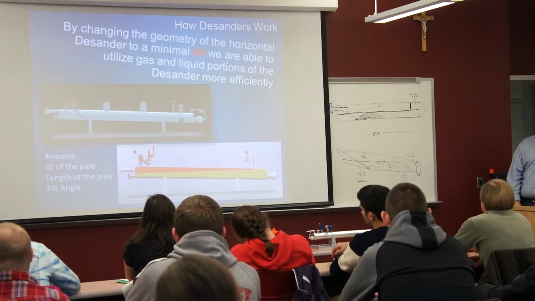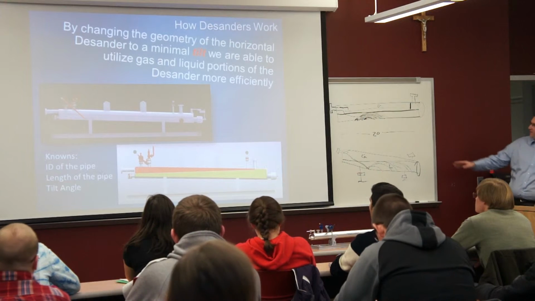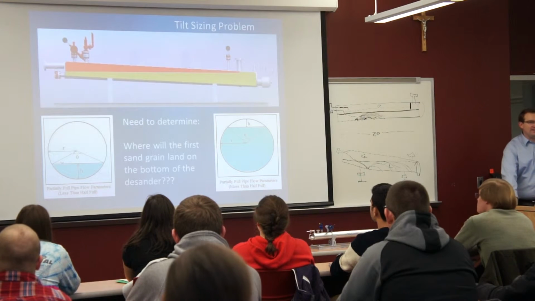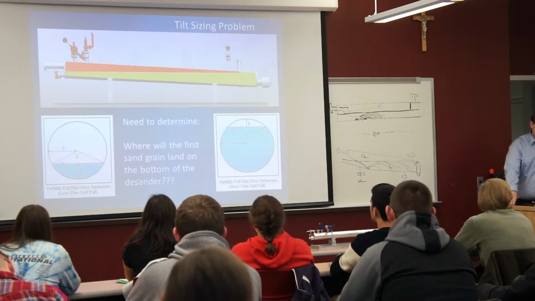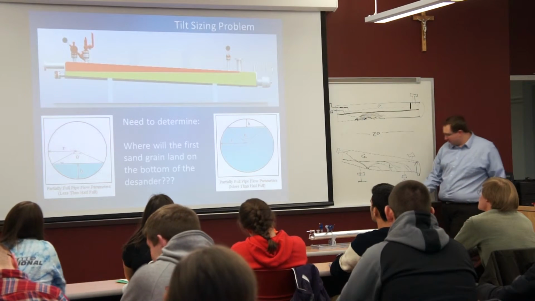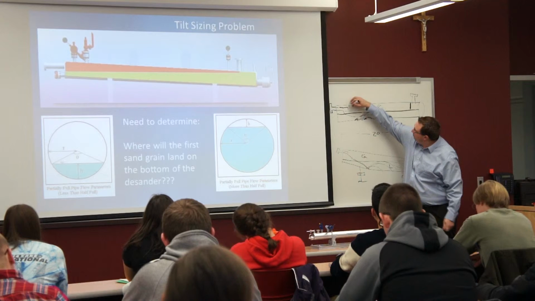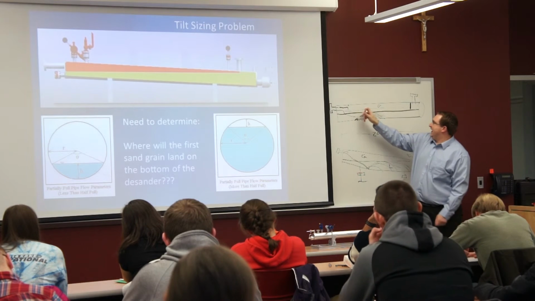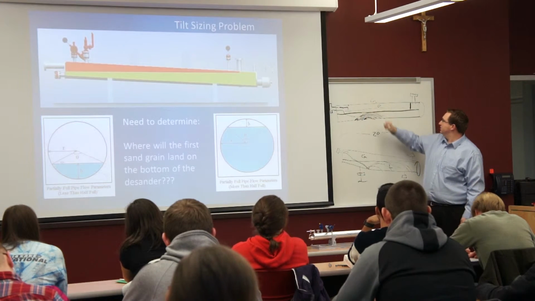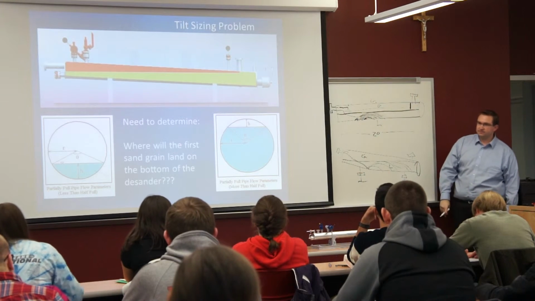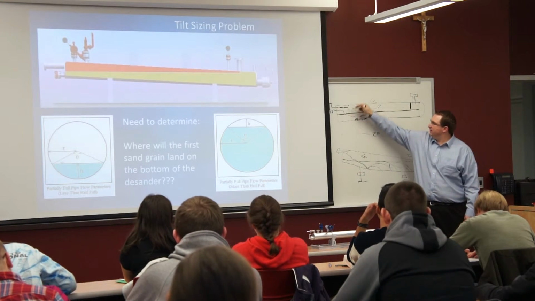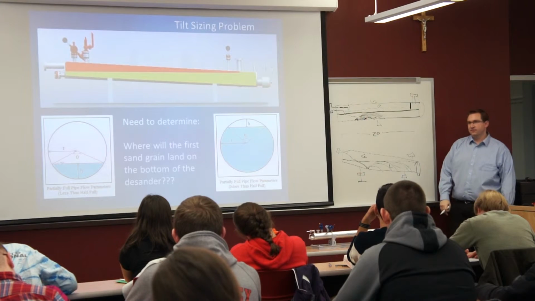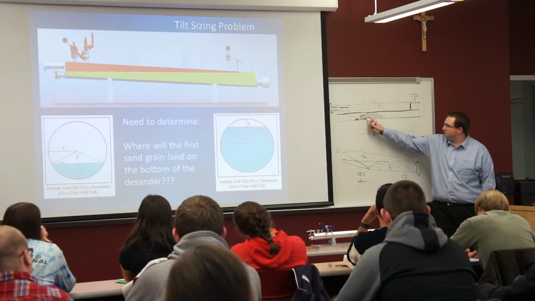But the challenge became, how do we figure out where the first sand grain is going to land on the bottom of the desander? So the sand starts, we'll call it up here, so we have a worst case, even though it's probably somewhere in here. But we'll call it here. And gas is going to move through at one velocity. Liquid's going to move through at another velocity. And sand is going to fall at a given velocity in gas and a different velocity in liquid. So how do we figure out where that first sand grain is going to fall?